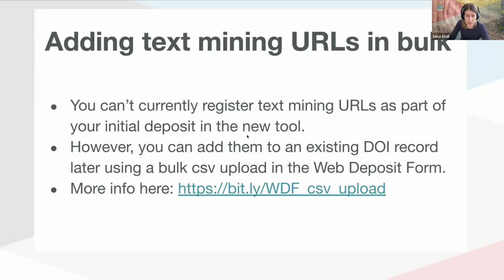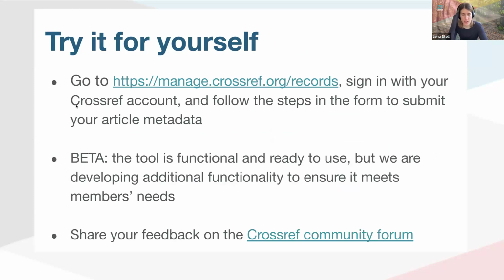Okay, so that was a lot of information to go through just to get you started. I think the best way to understand how this new tool works is to try it out for yourself. You can go to this link to do that. Like I said, sign in with your regular Crossref account. Just do what the form tells you to do. If you have a journal article to register, whenever you're ready, we would be delighted if you gave it a try.